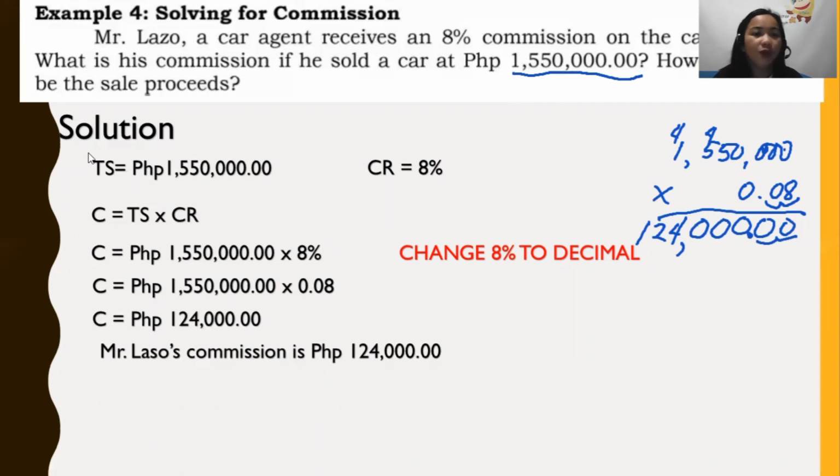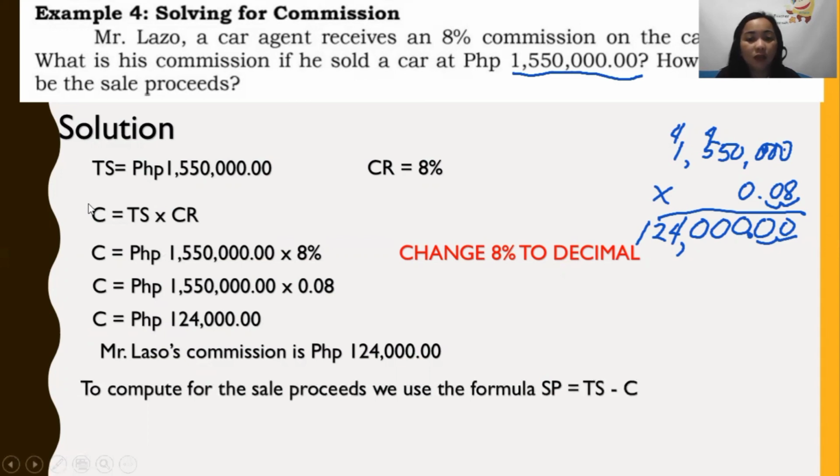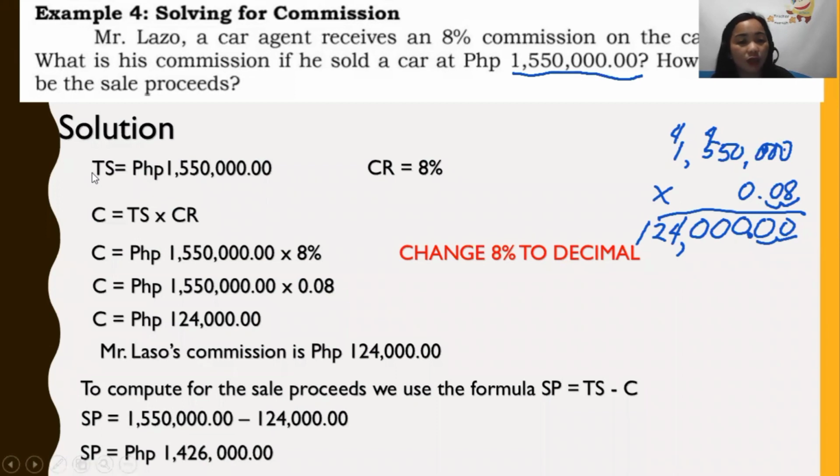So ano na ngayon ang magiging sale proceeds? So ang sale proceeds natin is, we compute that by using total sales minus commission. So ano ba yung total sale natin? Yung total sale or yung kabuuan na benta ay 1,550,000 pesos minus 124,000 na commission. Ibabawas yung commission niya. Ang matitira is 1,426,000 pesos. This is the sale proceed.